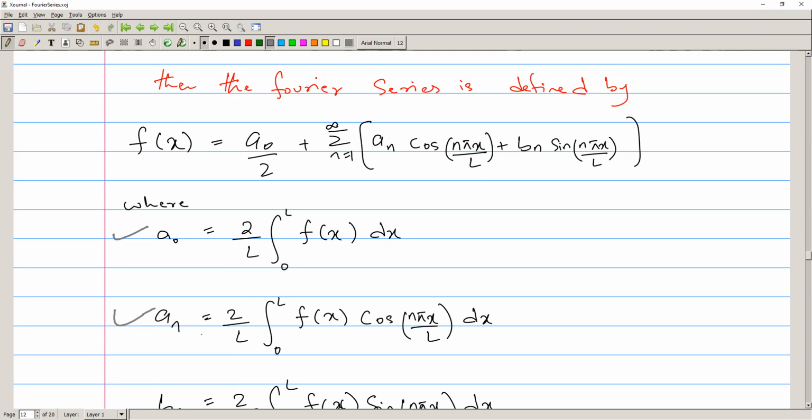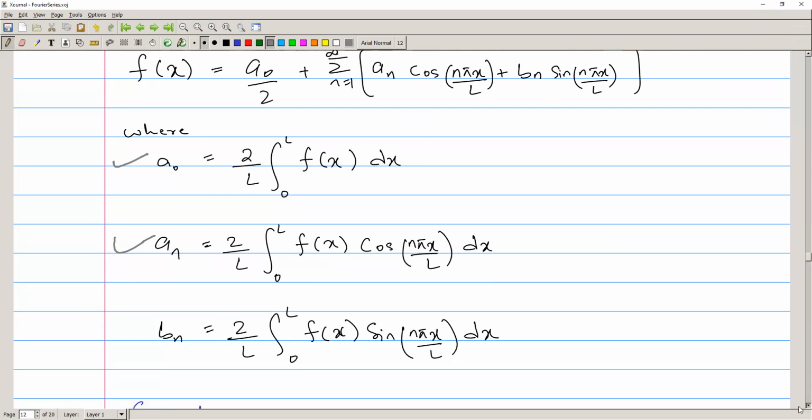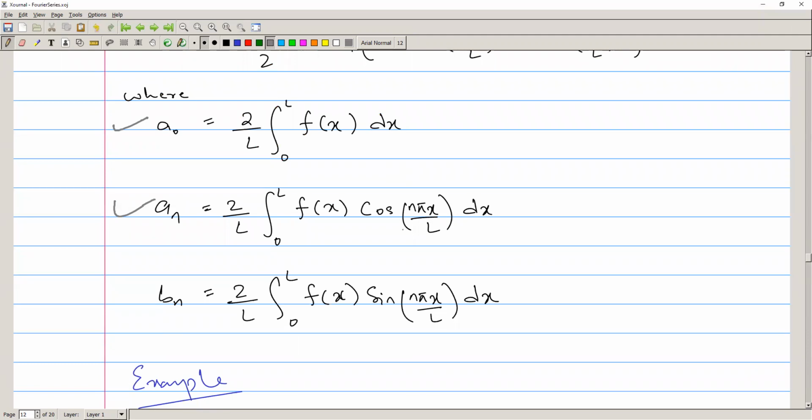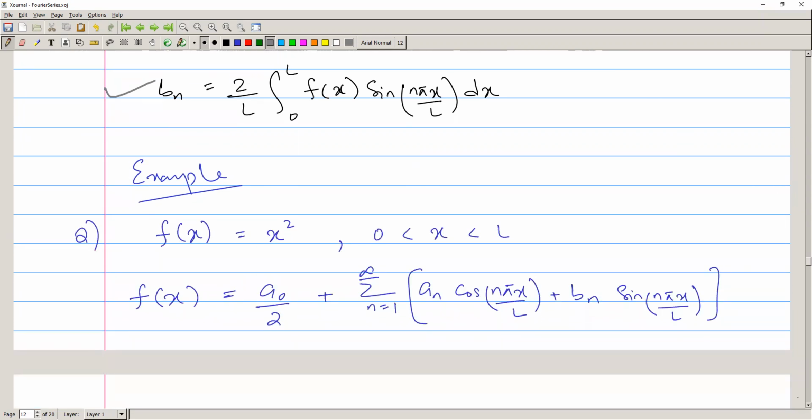And a n is equal to 2 over L integral 0 to L f of x cos n pi x over L dx. b n is equal to 2 over L integral 0 to L f of x sin n pi x over L dx. Right, so we'll solve some examples.